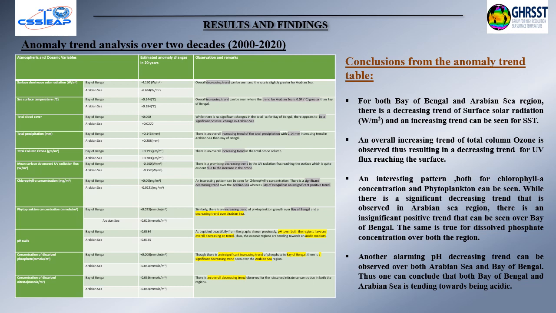Another very important aspect that has come up from the results is this alarming pH decreasing trend that can be observed over both the Arabian Sea and the Bay of Bengal. Thus one can conclude that both the Bay of Bengal and Arabian Sea are tending towards being acidic.